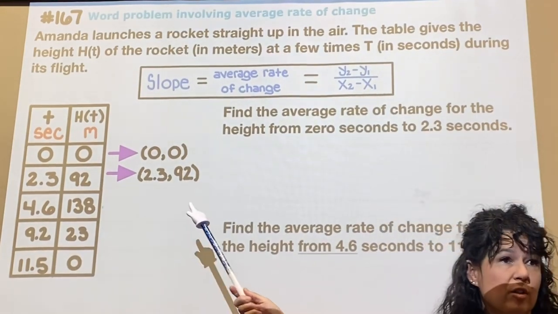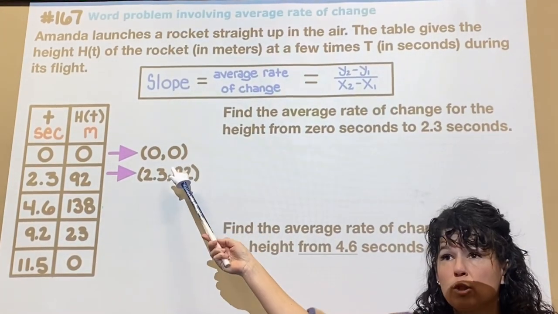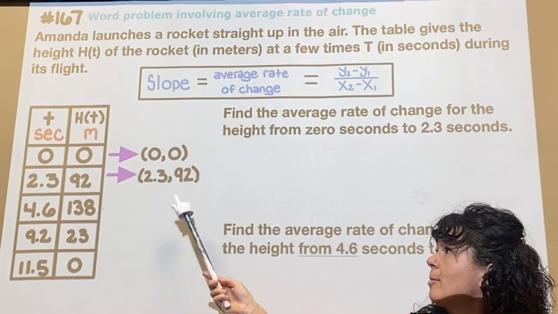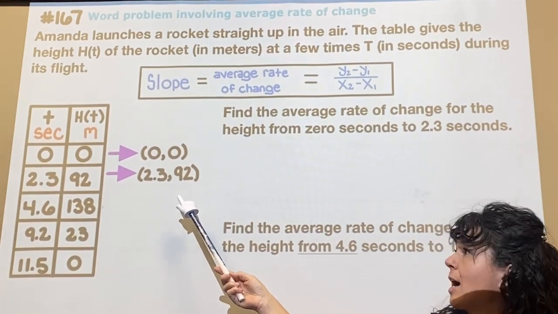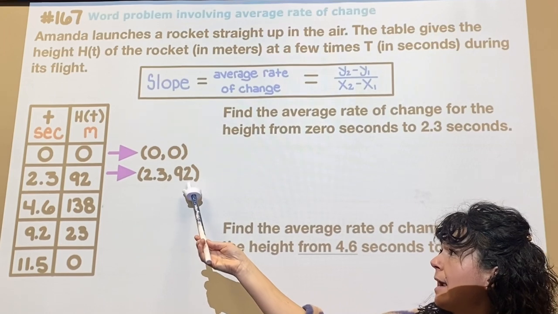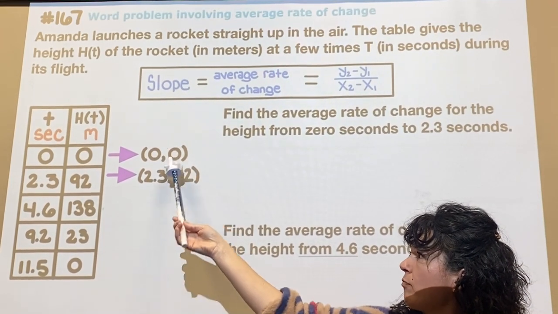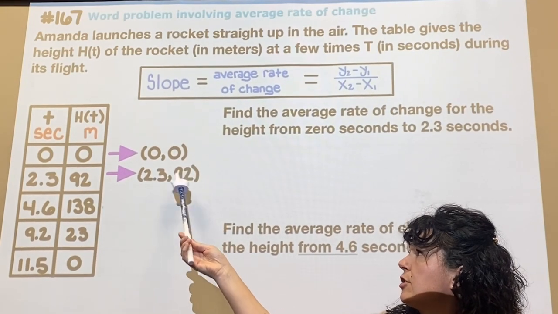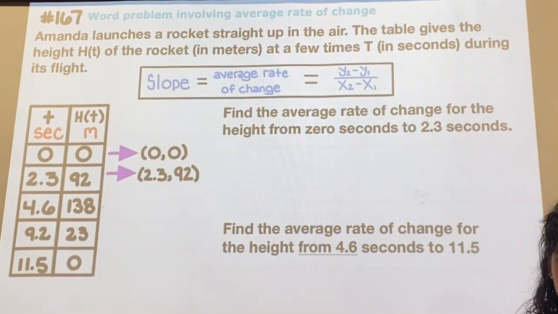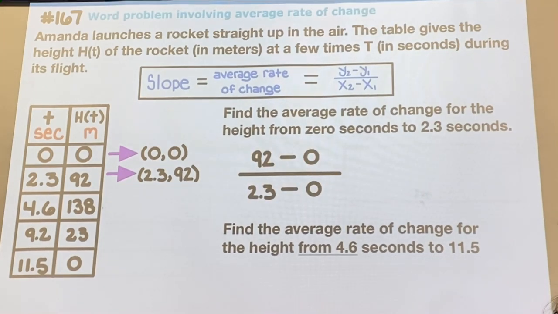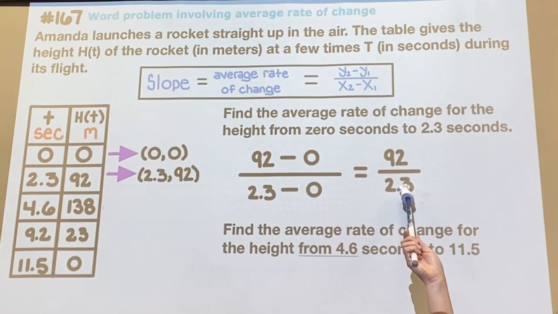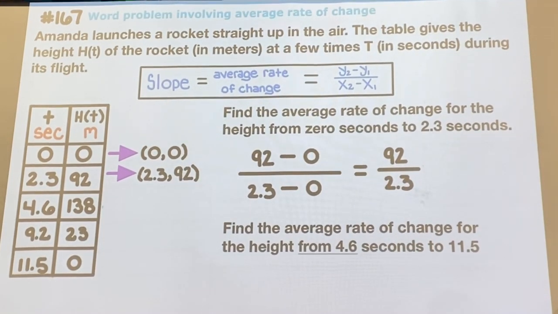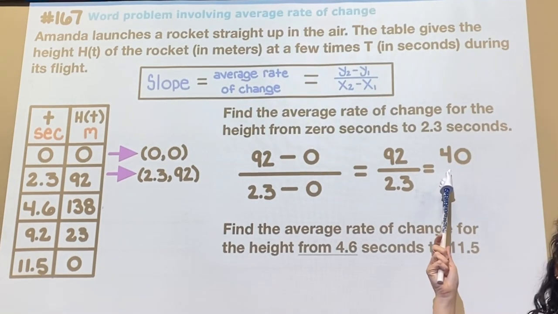If I want to find the average rate of change, that's the slope between those 2 points. So I'm going to subtract the y's over subtracting the x's. So I could do 92 minus 0 over 2.3 minus 0, or I could do 0 minus 92 over 0 minus 2.3. However you want to do that. Finish the subtraction there. And now I have a division problem. 92 divided by 2.3 is 40.